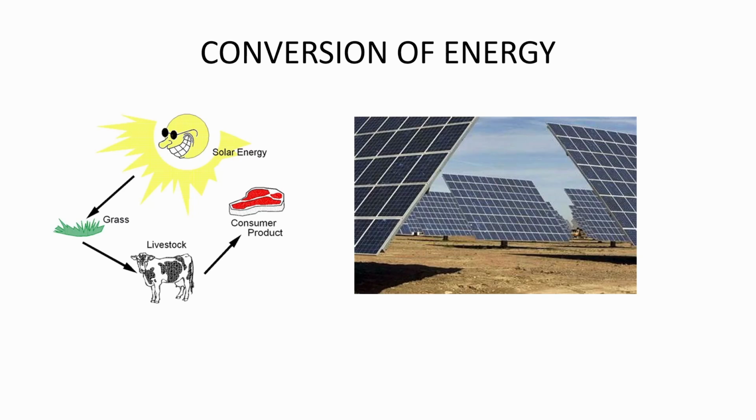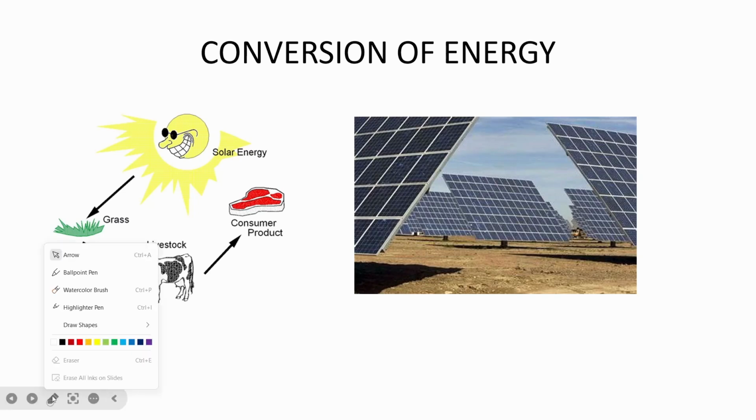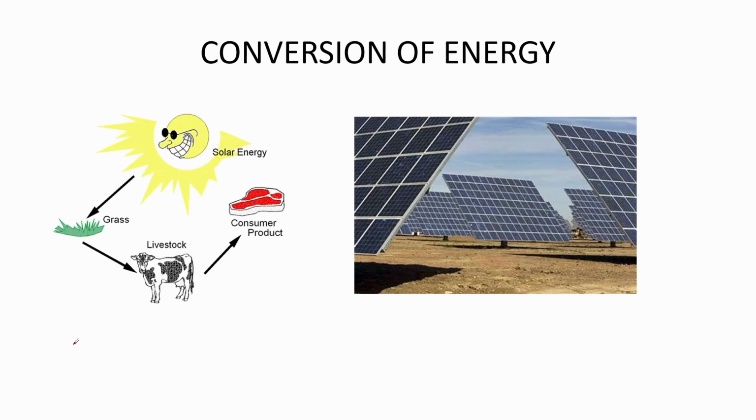The source of energy, as we know it, is the sun. Here on the left image, you have the sun feeding the plant through the process of photosynthesis. Then you have an animal eating the grass, and we also consume the animal as a product, like a steak. We eat it and use it as our own fuel.